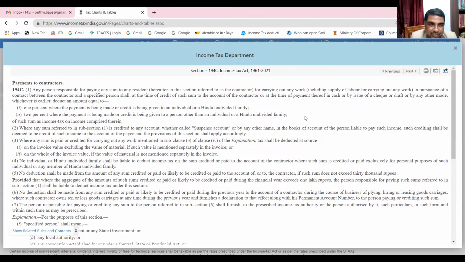That means if we are paying to an individual or HUF, it is 1%. And 2% where the payment is being made or credit is being given to a person other than an individual or HUF. So you have to see what is the status of the recipient. If the recipient is an individual or HUF, the TDS is 1%. And if the recipient is not an individual or HUF, let us say it's a company, then TDS has to be at 2%.